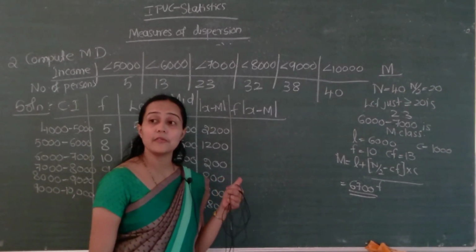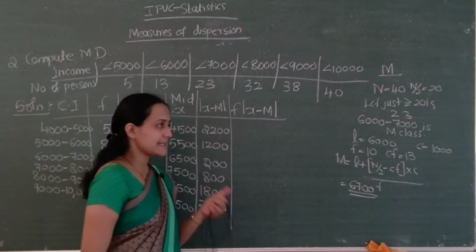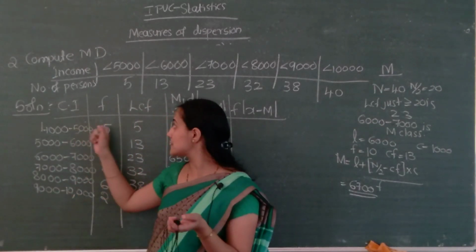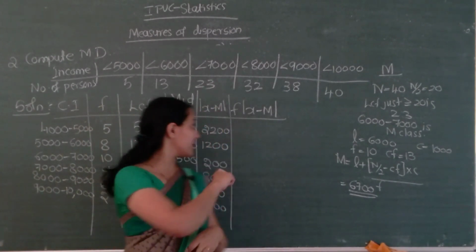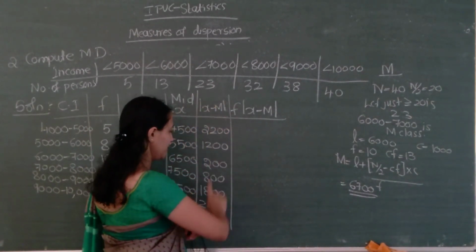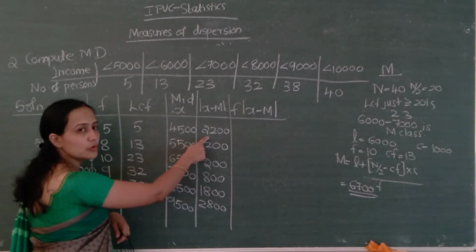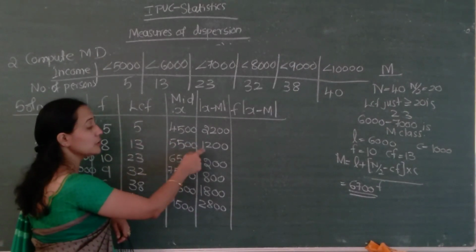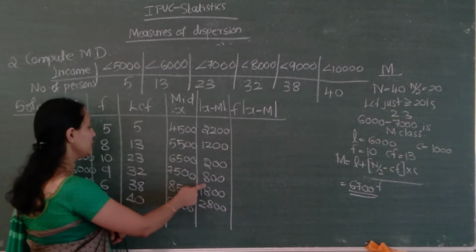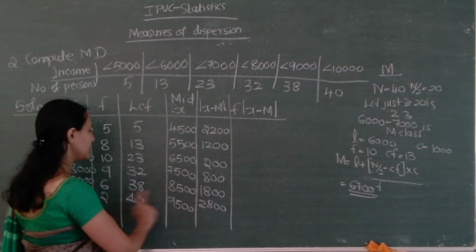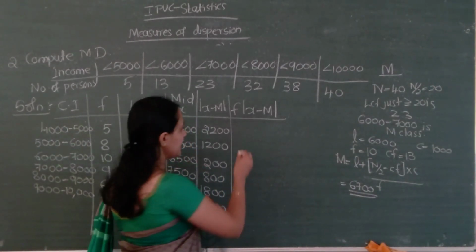The last column is f into mod x minus m. Here x is this one, mod x minus m is this, f is this one. 5 into 2200, 8 into 1200, 10 into 200, 9 into 800, 6 into 1800, 2 into 2800 you have to do. See, I will write the answers only.